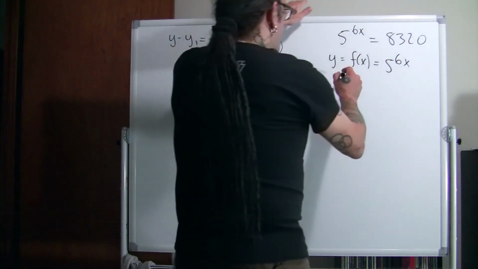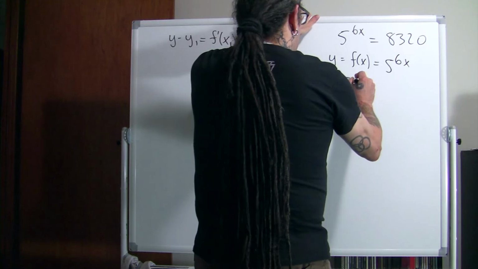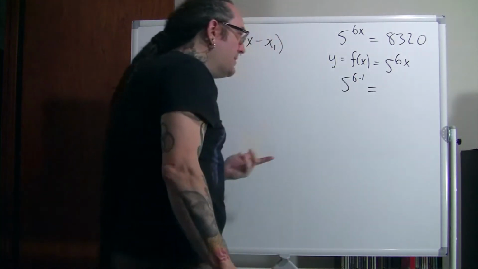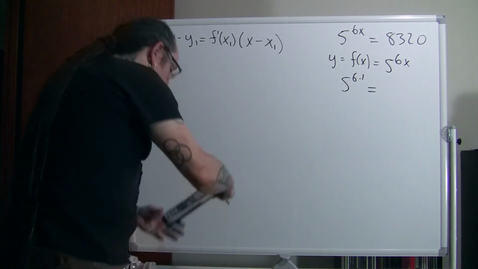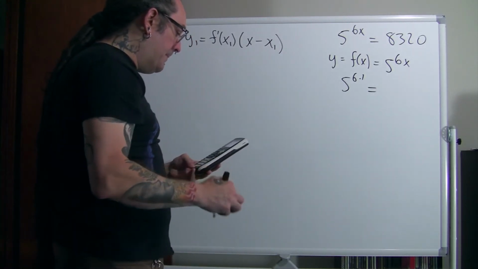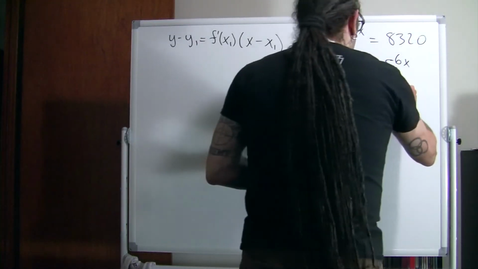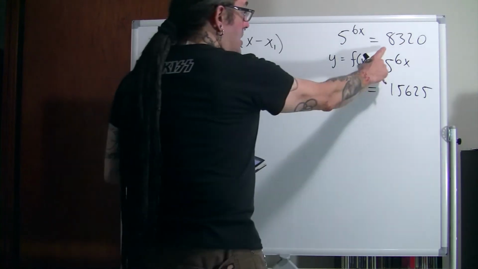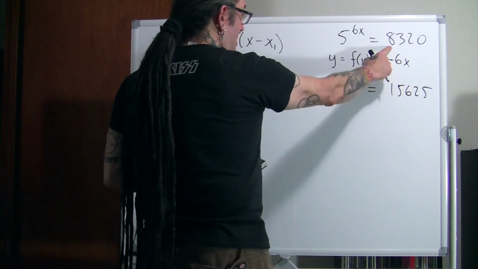Let's just try 5 to the 6 times 1. What does that equal? Well, it's 5 to the 6th power, really, because 6 times 1. What is 5 to the 6th? 5 to the 6th power is 15,625. Okay, quite a bit larger than this, right? Almost twice the value here.